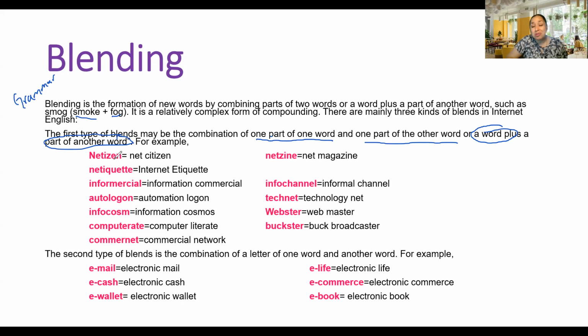So like netizen, we mentioned this one before. Netizen comes from net and citizen. And net is actually from network. Netiquette is from net, from the internet, and etiquette. Infomercial comes from information commercial. So it took this part and this part of those words, and it formed a new one.